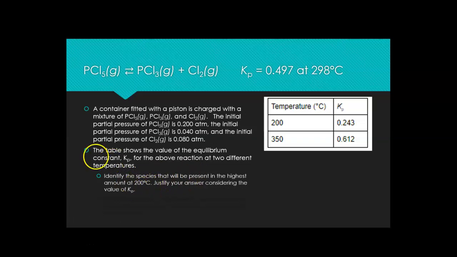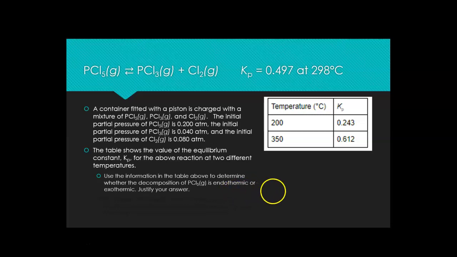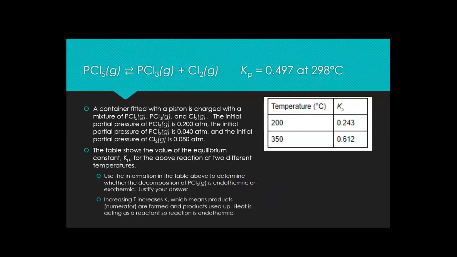Identify the species that will be present in the highest amount at 200 degrees and justify it. Well, at that temperature, the reactant PCl5 predominates because K now is less than 1. The products must each be less than their reactant. Now, is this endothermic or exothermic? Well, if you increase the temperature, it increases K. That means products are formed and reactants are used up. Heat is acting as a reactant, so the reaction must be endothermic.